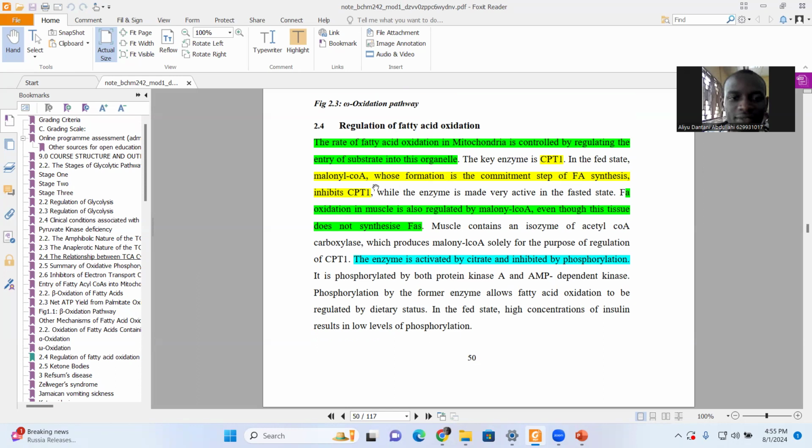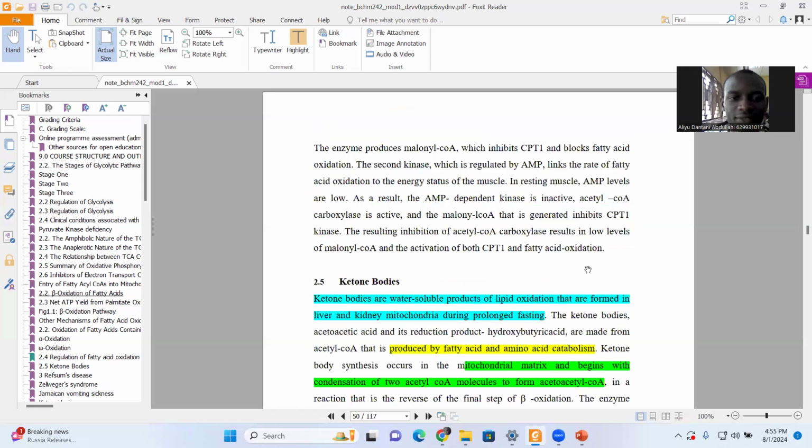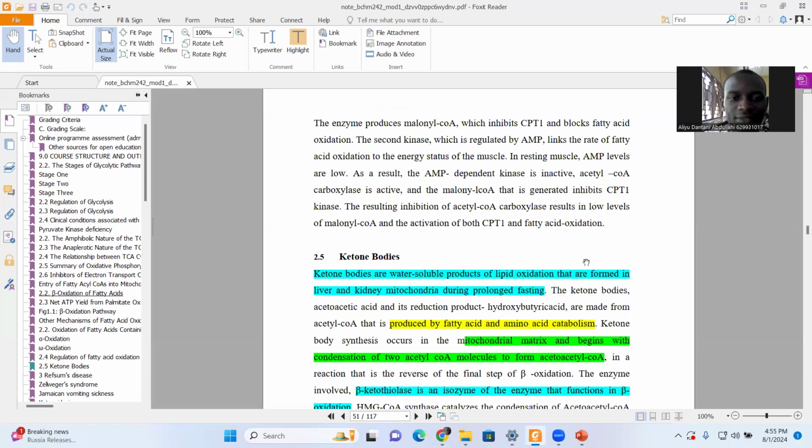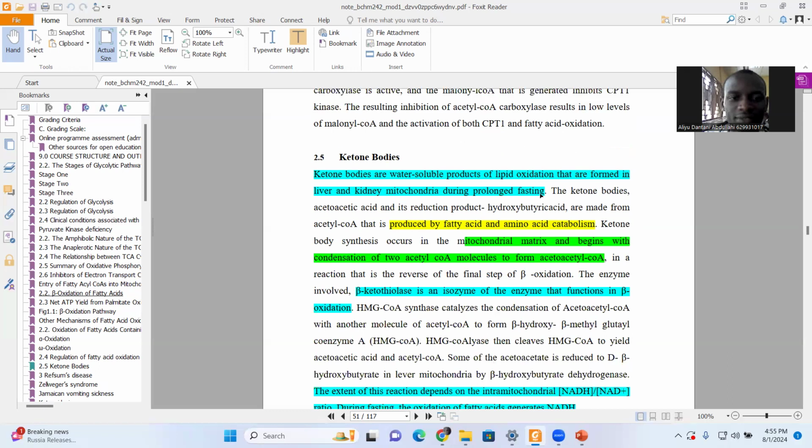In the first state, malonyl-CoA, whose formation is the commitment step to fatty acid synthesis, inhibits carnitine transferase. While the enzyme is made very active in the third state. I think it would be made easier if I just use an illustration to explain this instead of reading this. Sometimes your notes can be a little bit confusing. I have an illustration to address this, don't worry. Okay.